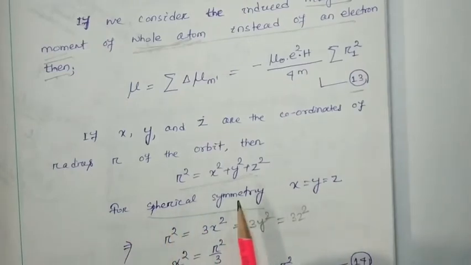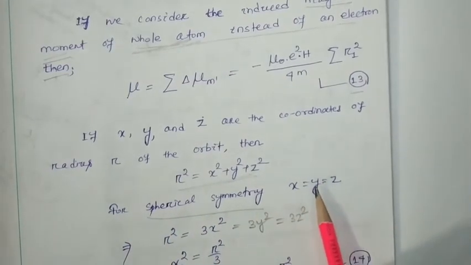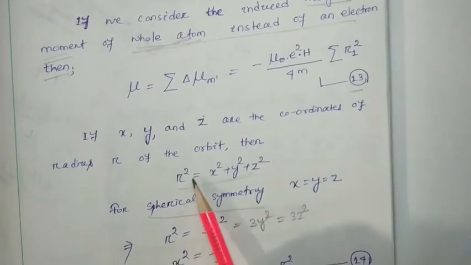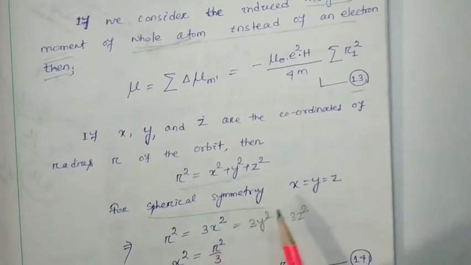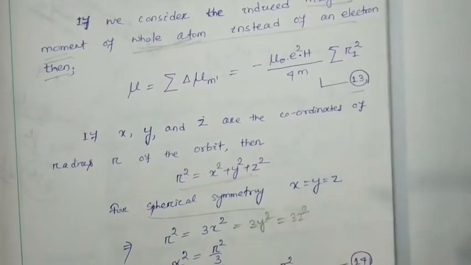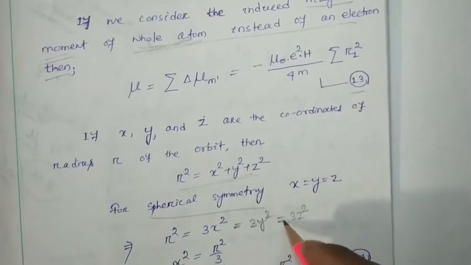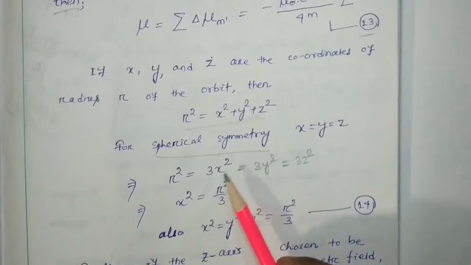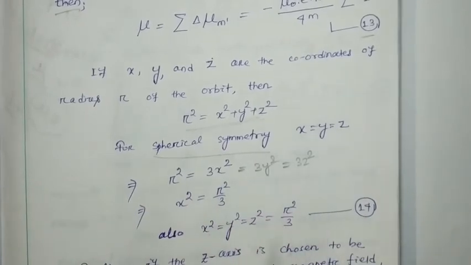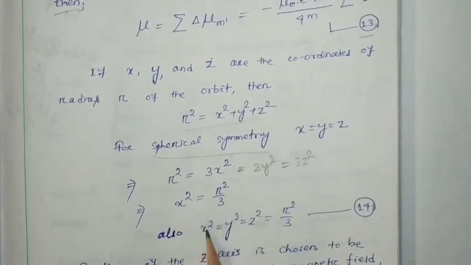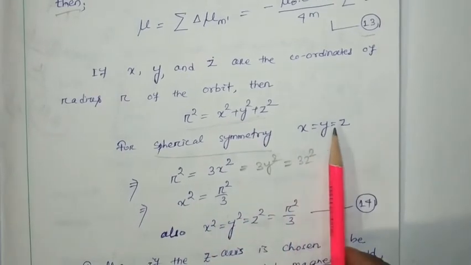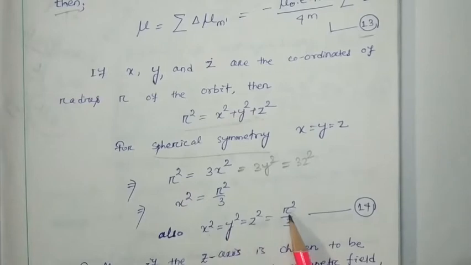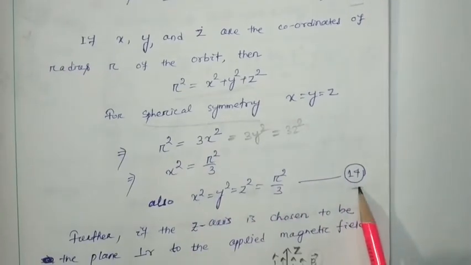For spherical symmetry, we know that x will be equal to y will be equal to z. So r square will be how much? 3x square. As x equals y equals z, we can also write it equal to 3y square equal to 3z square, right? So x square will be equal to r square by 3. Also, as x, y, z are all equal, we can write x square equal to y square equal to z square equal to r square by 3. Let it be equation number 14.